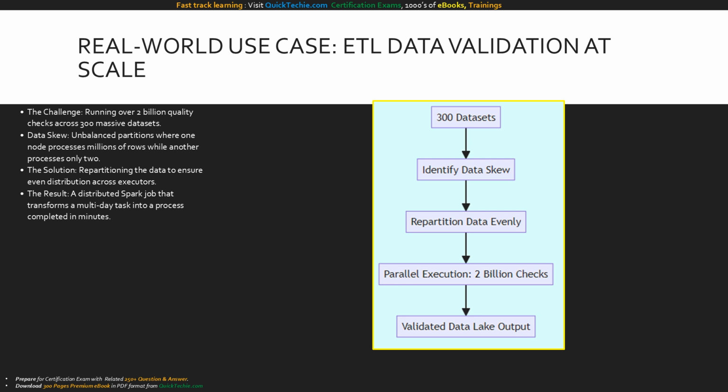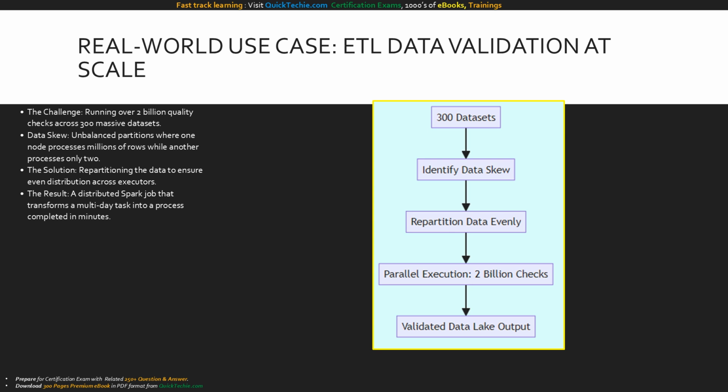Here is the architectural flow for our use case. We start with 300 massive datasets. A very common pitfall in distributed systems is data skew, where tasks hang because one node has far too much data. By actively identifying this skew and applying techniques like repartitioning, we force an even distribution of data.